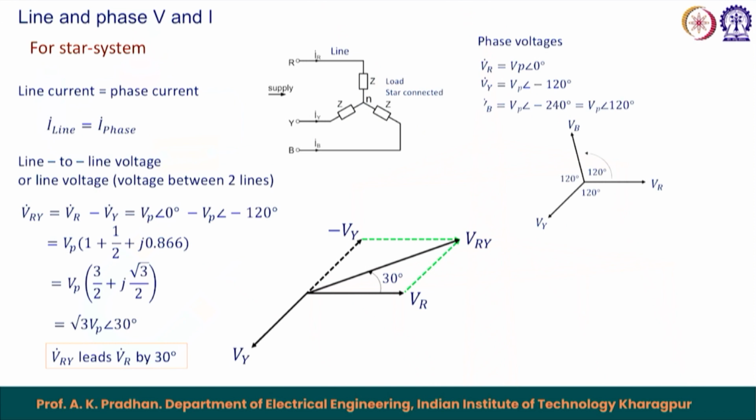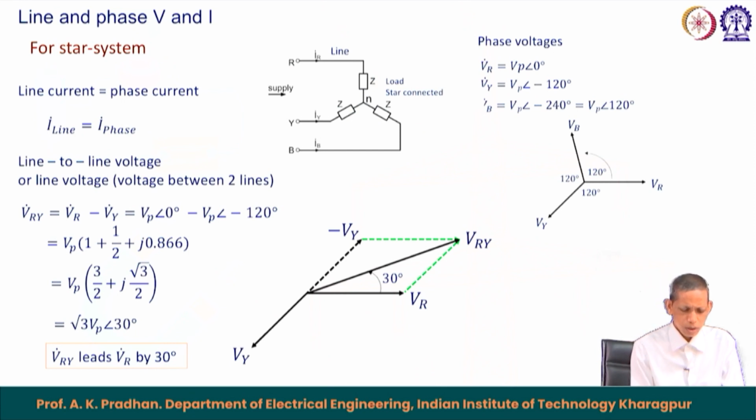In the last lecture we talked about balanced currents and voltages. By that we mean that the magnitudes should be the same and the 3 phases should be separated by 120 degrees. If there are deviations either in magnitude or in phase, then we call them unbalanced. In our lectures on 3 phase here, we will be dealing only with balanced currents and balanced voltages.